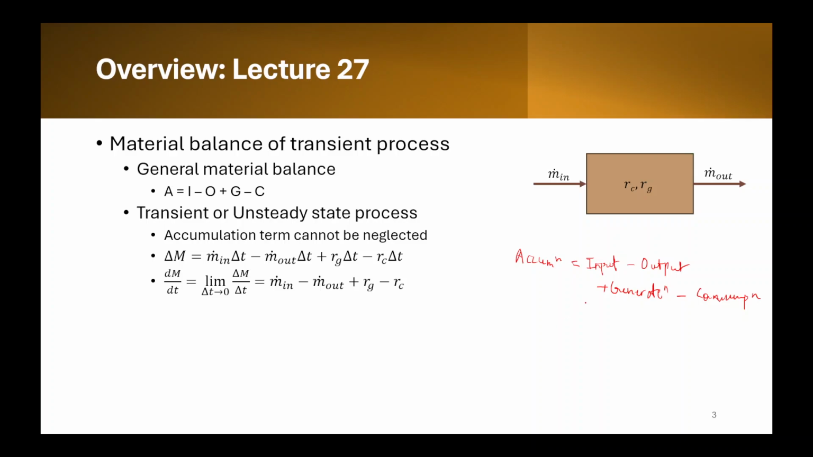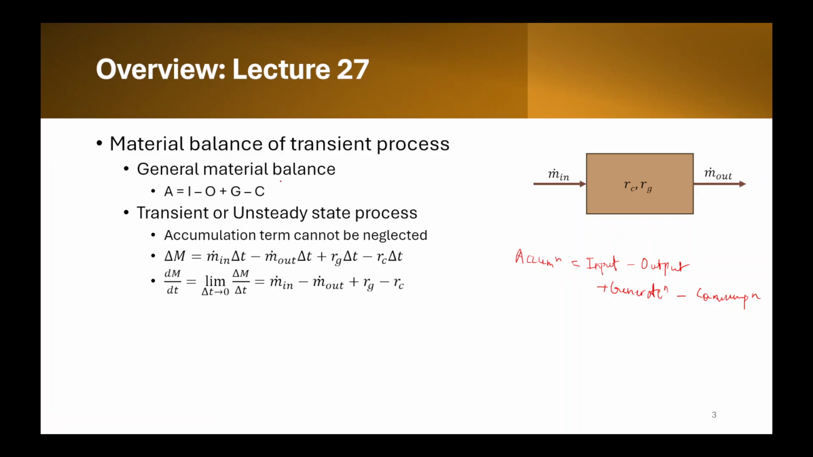So for any material which is coming in and going out of a process, the general material balance equation will be like this. Anything accumulated will be equal to the material coming in minus the material going out. Plus, if there is some reaction occurring in the system, whatever is generated is added and whatever is consumed is subtracted.